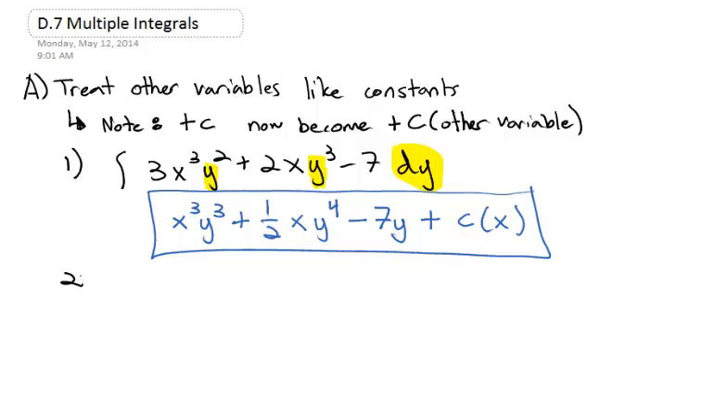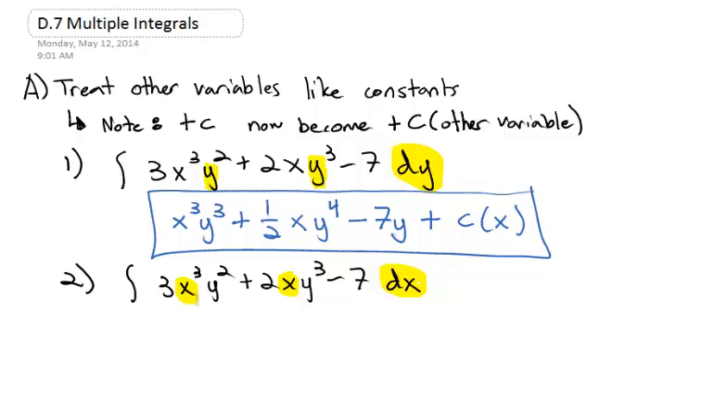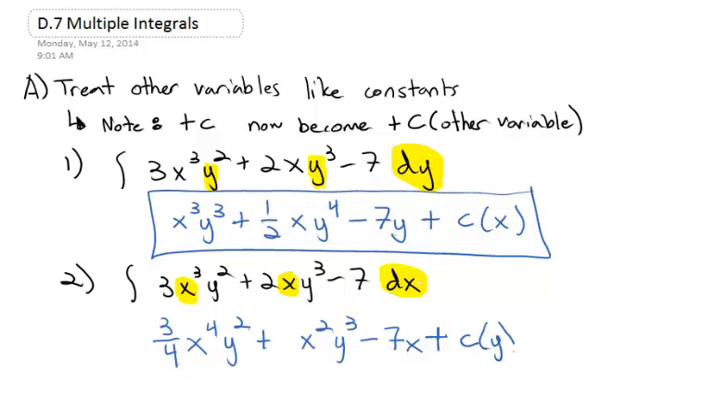I want you to notice we could have done the exact same problem, the integral of 3x cubed y squared plus 2xy cubed minus 7. But if we put a dx on the end, that dx changes which variable we are taking the integral of. Now x is our variable, and we're going to treat everything else like a constant. So if x is the variable, we end up with x to the 4th power. Divide the 3 by 4, and we still have the constant y squared. Plus, if x is the variable, we now have x squared. 2 divided by 2 is 1, y cubed, minus the integral of 7 is 7x. And this time when we add our constant function, it's going to be in terms of the other variable, which is y.